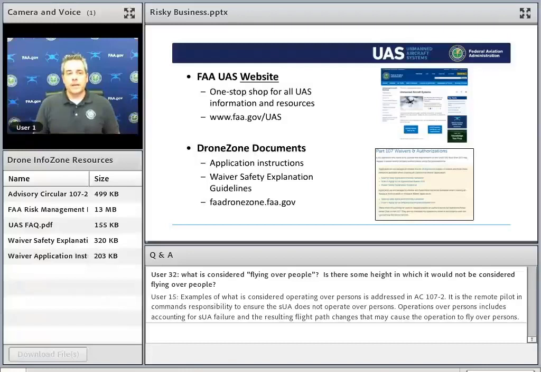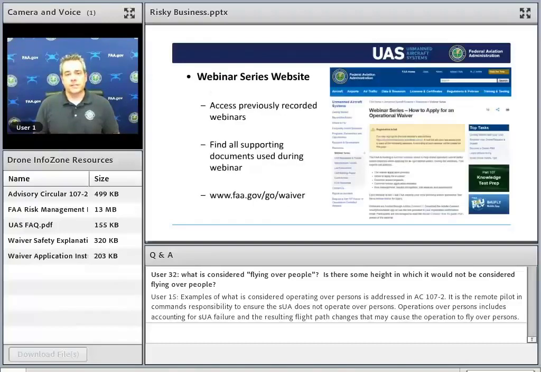We do have the FAA website. It's, again, your one-stop shop for just about everything you need for UAS information and resources, and the website is www.faa.gov/UAS. Also, through the Drone Zone portal, we have our Drone Zone documents, which I've referenced over and over again in this presentation and previous presentations as well. You're going to find the application instructions and the waiver safety explanation guidelines. All that is available to you on FAADroneZone.faa.gov.